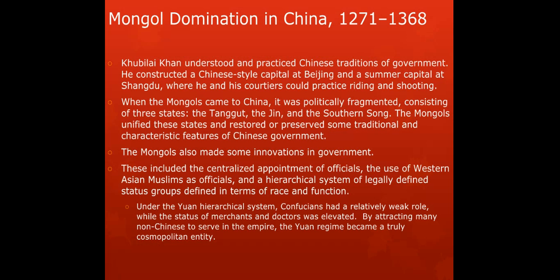But the status of merchants, which in Confucianism, they're the parasites of society because they're not contributing anything, is quite elevated because they're the ones who are bringing in the new goods, the new knowledge, new technology. Also, the status of doctors was elevated because they're the ones who are keeping everybody healthy. By attracting many non-Chinese to serve in the empire, the Yuan regime became a truly cosmopolitan entity. You've got lots of different people from lots of different cultures coming in. You've got Christians, Muslims, Buddhists, Taoists coming together and functioning in one place.